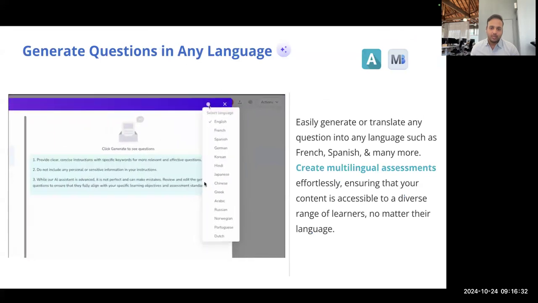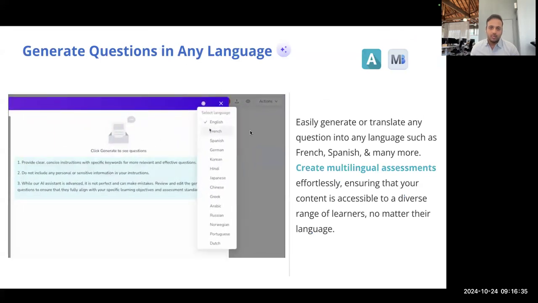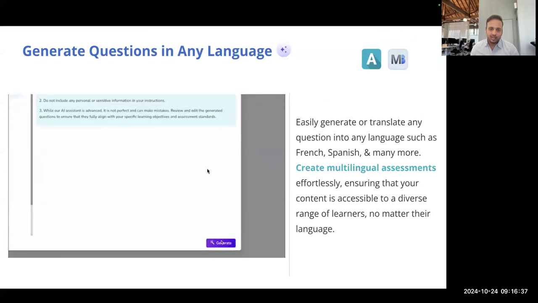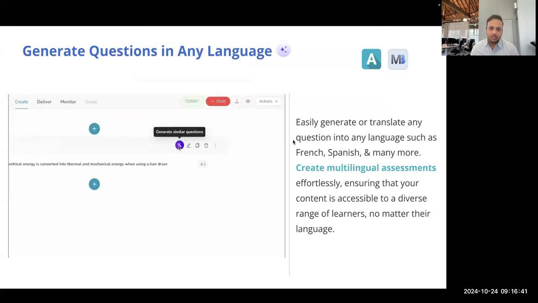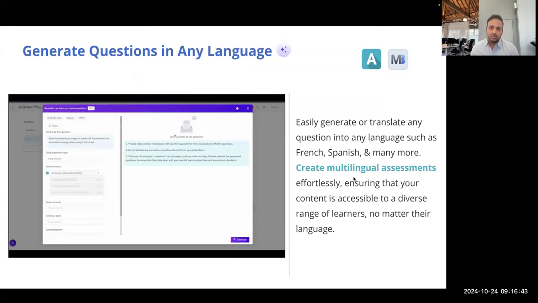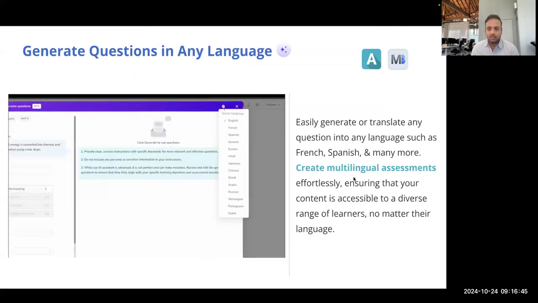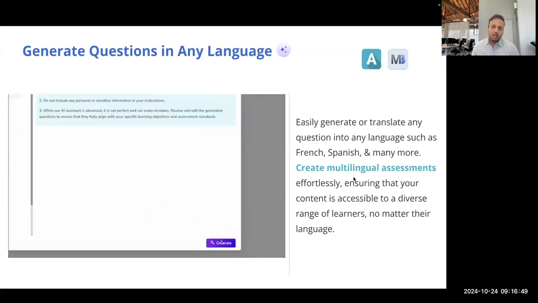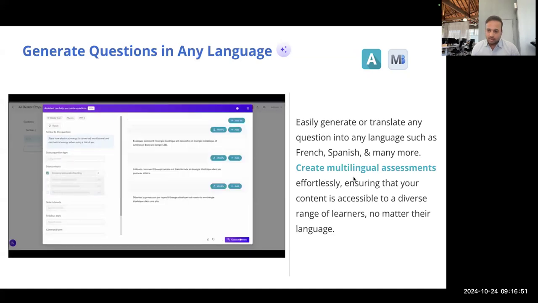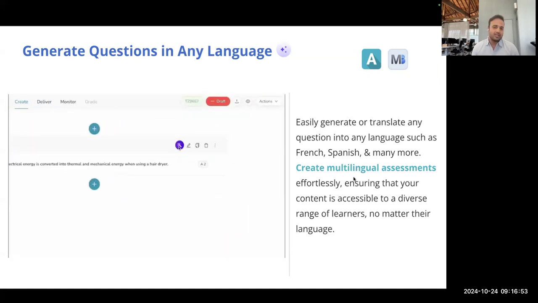And here we've come up with a new feature where you would be able to now select language while you're generating a question, or you can just translate the existing questions into different languages. So this would help you create multilingual assessments, and you can ensure that the content is accessible to the different kind of learners that you have, no matter their language.